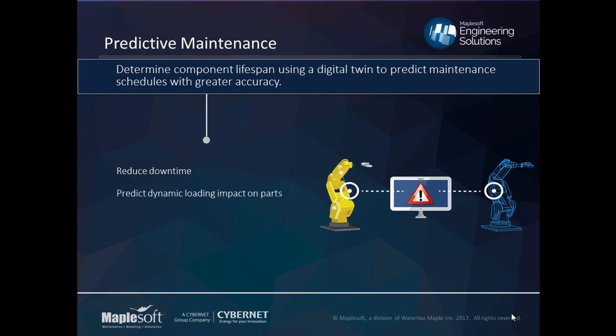And we've worked with a lot of companies here at Maplesoft that are specifically trying to do just this. They want to make sure that they're replacing things right on time, not too soon to waste lifespan on a part, but also they don't want downtime. So you can really get your margins a lot more accurate with a model-driven digital twin.